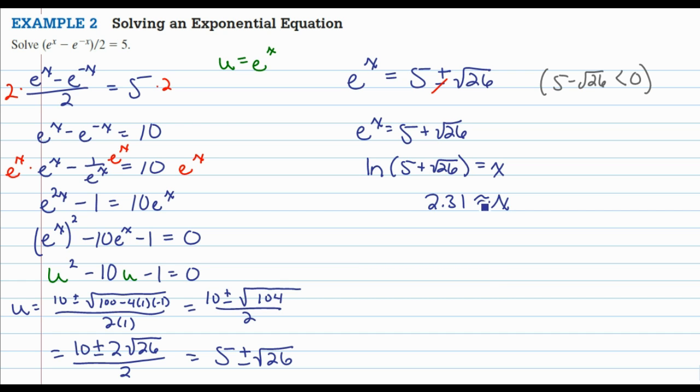And of course you can check that by plugging it back in. e to the 2.31 minus e to the negative 2.31 over 2 should be 5.